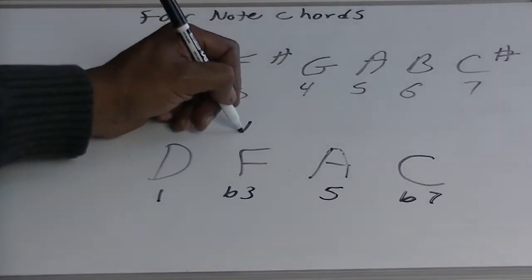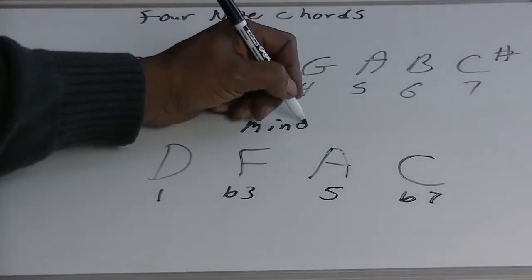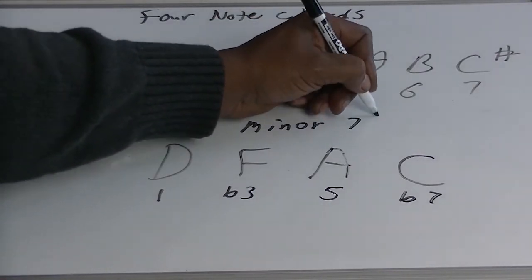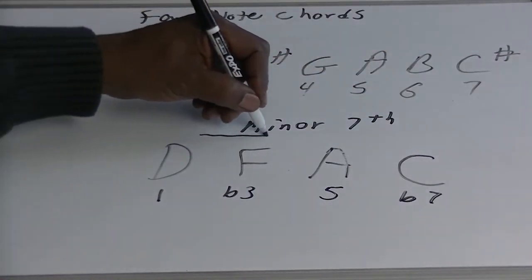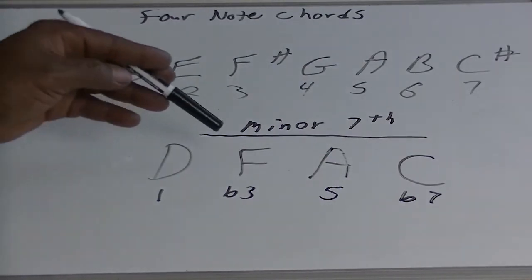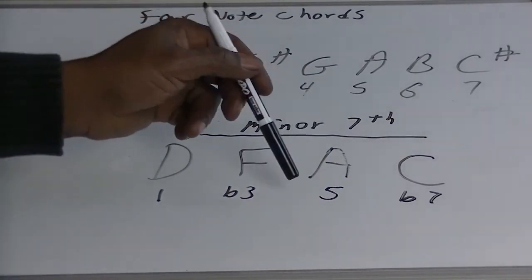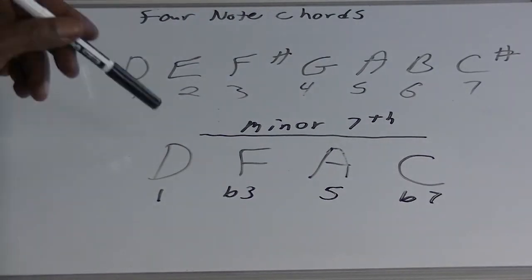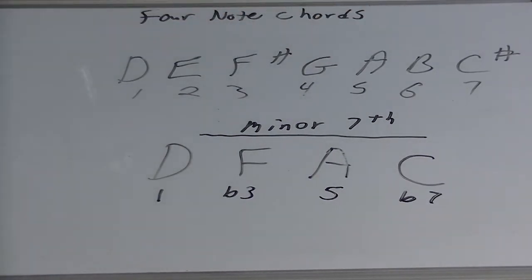So now what we have here is the formula for a minor 7th chord. And what we did was we took the root, the flatted 3rd, the 5th, and the flatted 7th notes of the root note's parent major scale, which in this case was the D major scale.